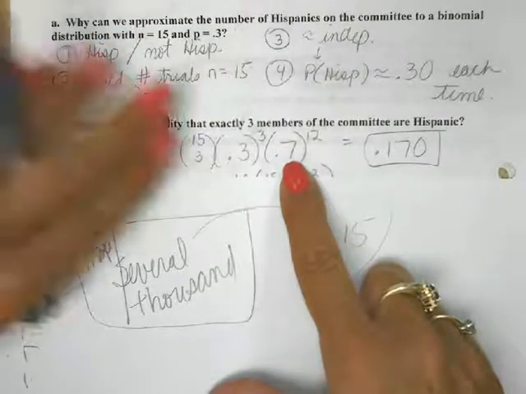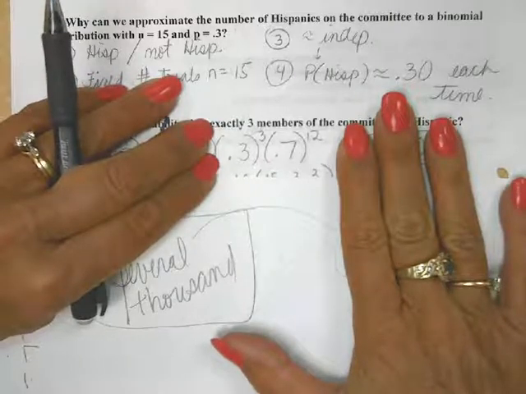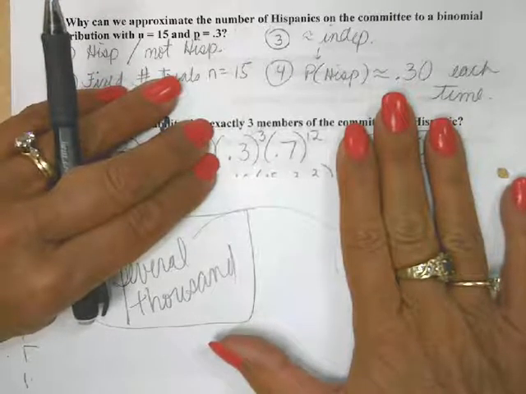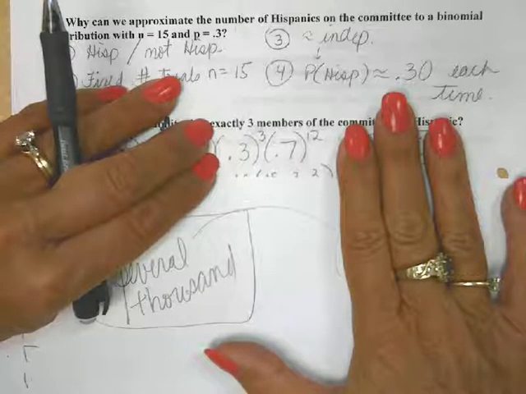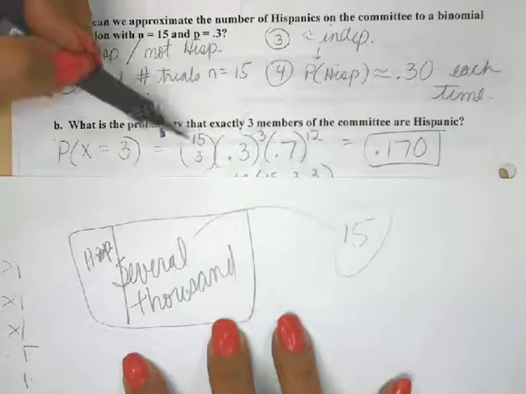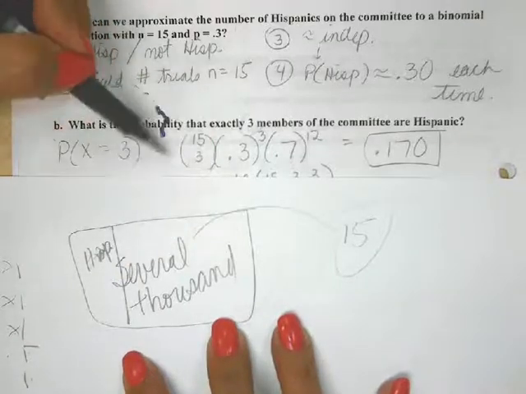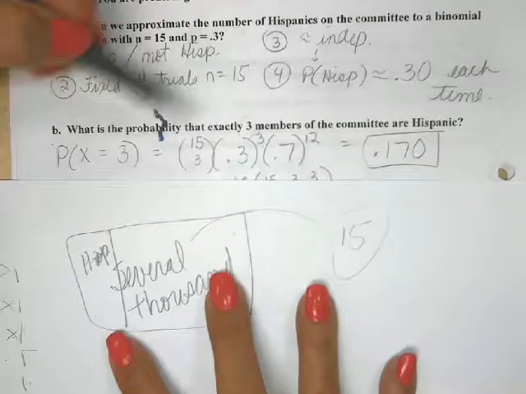Now, if I only do that, I'm finding the probability that the first 3 are Hispanic and the last 12 are not Hispanic. But I want the possibility that the first one's Hispanic, a whole bunch of non, and then the last 2. There are lots of different ways to pick 3 out of the 15 to be Hispanic, and this combination does it for me. So you need to be able to write this notation down.